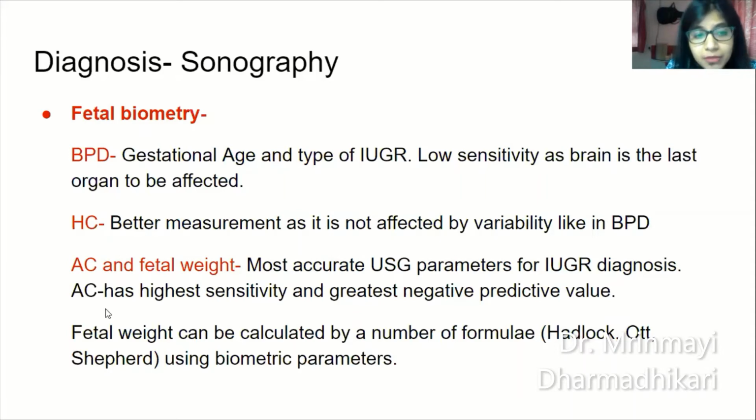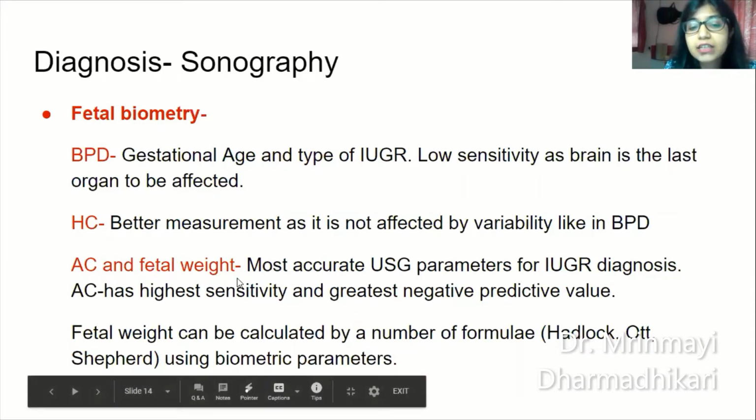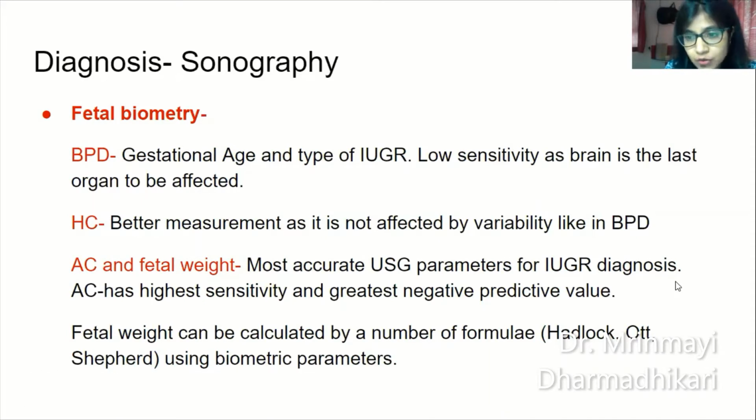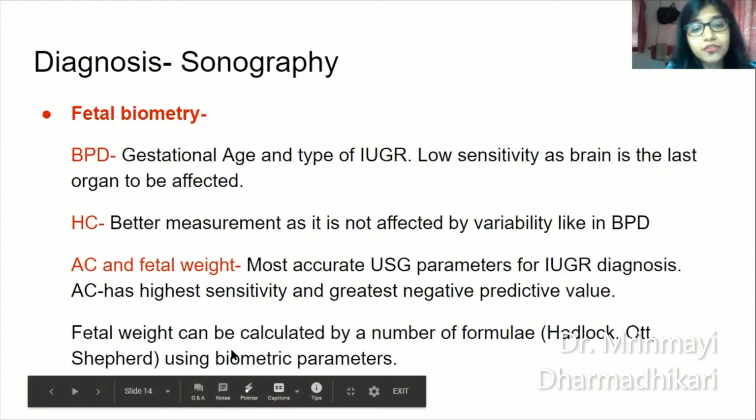But abdominal circumference and fetal weight are the most accurate USG parameters for IUGR diagnosis. Abdominal circumference, in fact, has the highest sensitivity and greatest negative predictive value. Fetal weight can be calculated by a number of formulae, including Hadlock, Orts, or Shepherd's formula using biometric parameters.